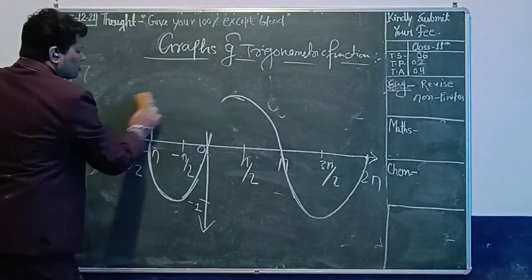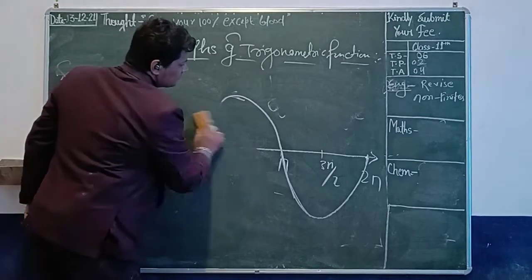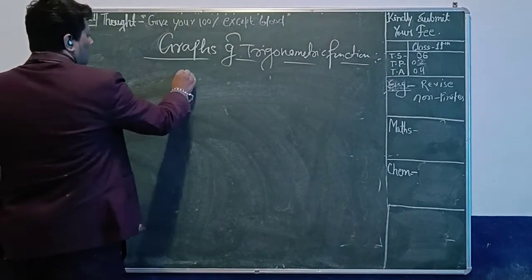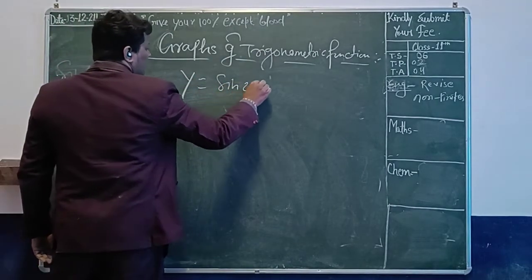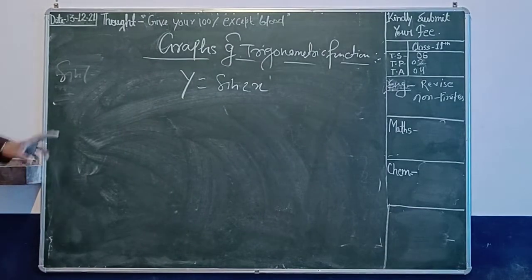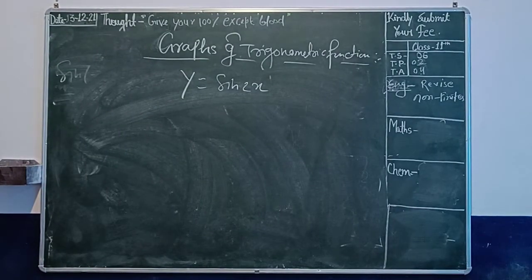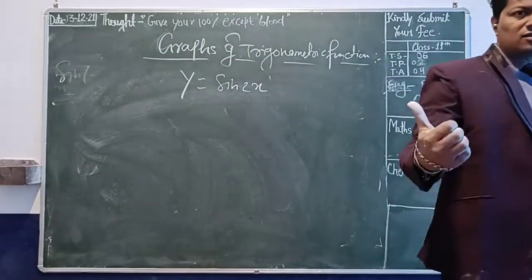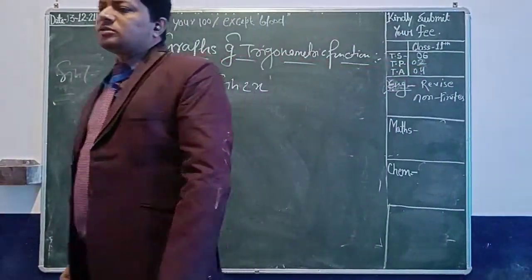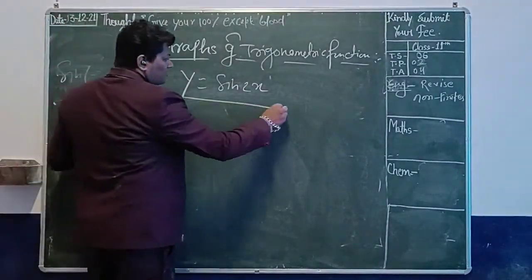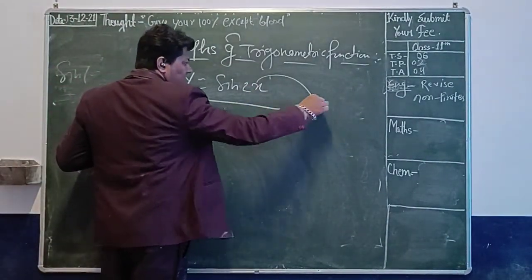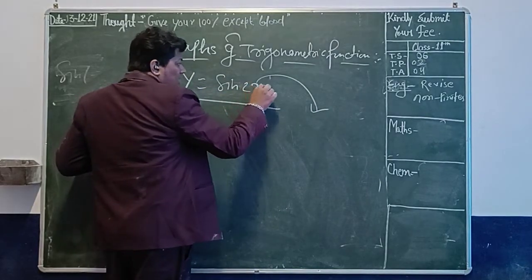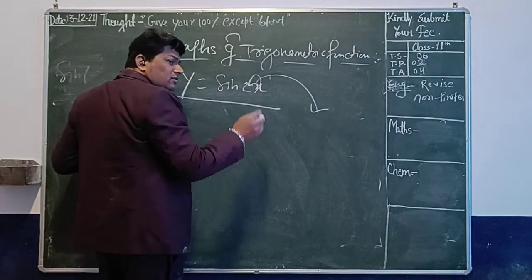Let us suppose you want to draw the graph of y equal to sin 2x. So what will happen? In y equal to sin 2x, we talk about the 2x with respect to x. What will be the period of this graph? Here, x is incremented by whatever the value of x will be.